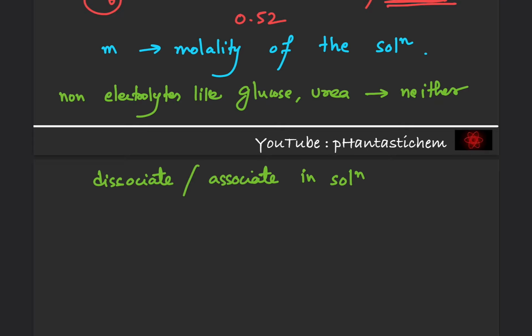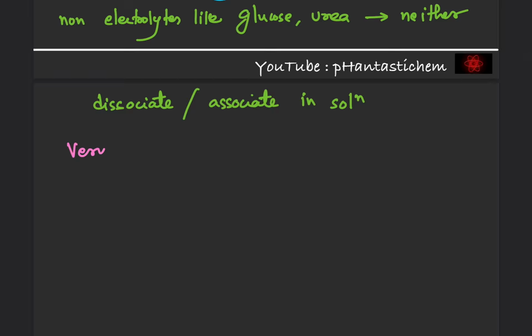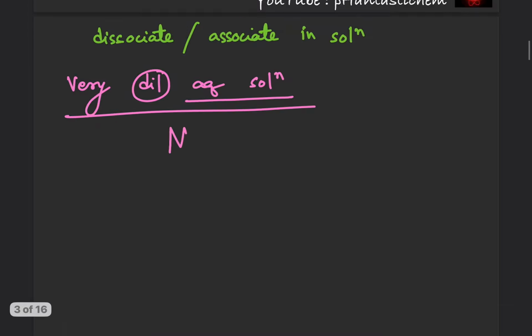in the solution. And one more thing that we need to know is, whenever we have a very dilute aqueous solution, when I say dilute, that means the amount of solute is very less and solvent is huge in amount. And aqueous solution means the solvent is water. Molarity is approximately equal to molality. That is, capital M is approximately equal to molality. So both can be used interchangeably.